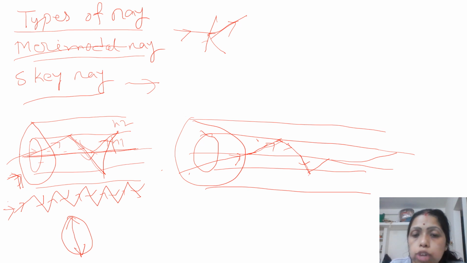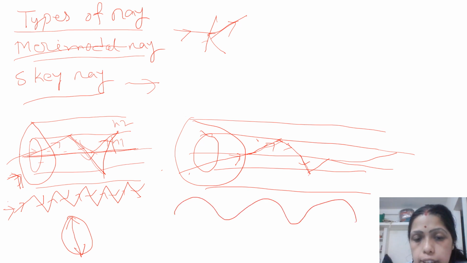Before coming to the interface of the core-cladding, it hits and changes the direction of the ray. So when you see from this side, you can see it is following a rotating path. After a certain period of time, after a certain distance, the direction is changing. Here, from this point to this point, there is no change in the direction, but here, from this point to this point, there is a change in the direction.